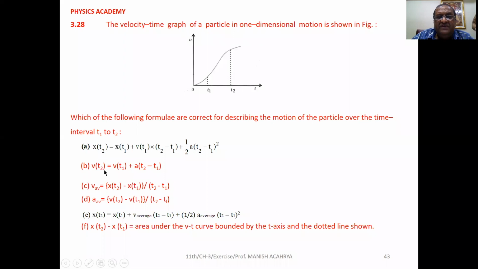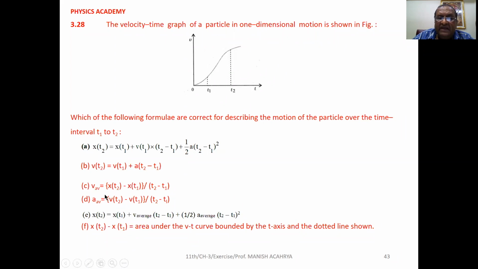Second equation, v at t2 equal to v at t1 plus a times (t2 minus t1). So this one is just like v equal to v0 plus at. Again, this equation is for constant acceleration. And here in the given time interval, acceleration is not constant. So this one will not be applicable.